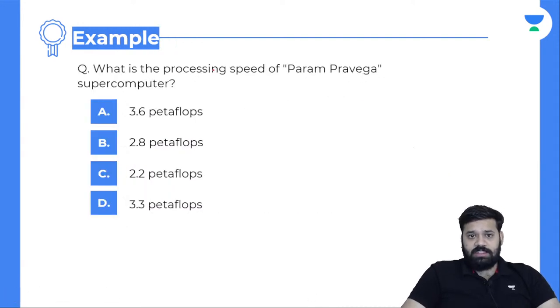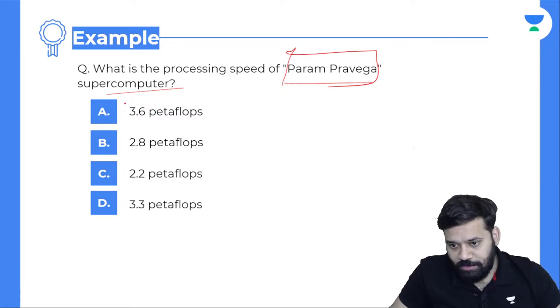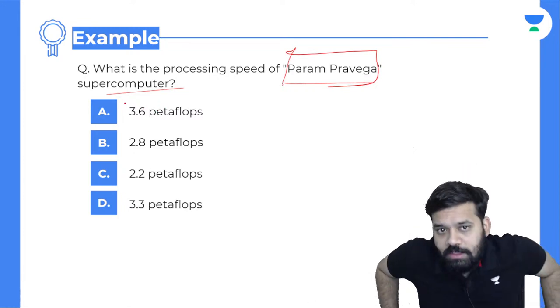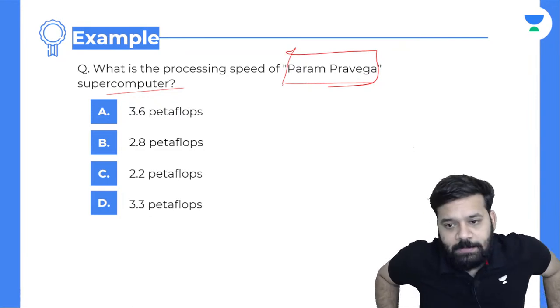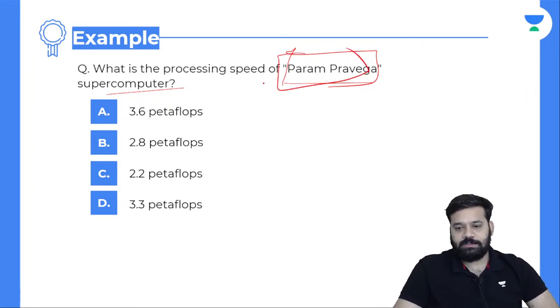Going forward, what is the processing speed of Parampravega supercomputer? What is the speed of Parampravega? 3.6 petaflops, 2.8 petaflops, 2.2 petaflops or 3.3? Parampravega supercomputer. What's the processing speed?